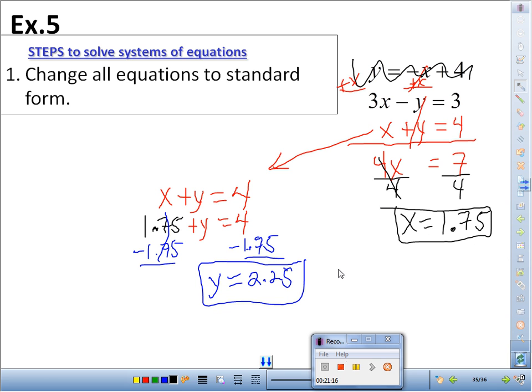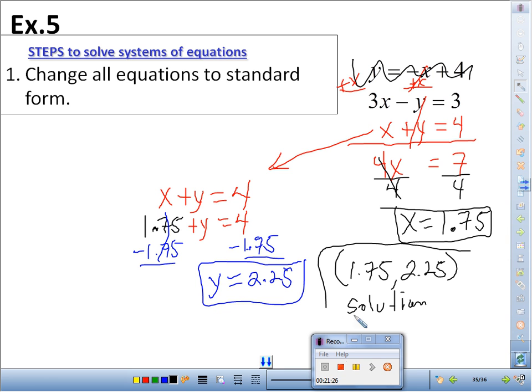So our solution to the system is what? 1.75, 2.25. Our solution. Okay? How are we doing? All right? So if you notice, it's a little bit easier than the substitution method, right? Okay? So let's continue. Let's do number 6.